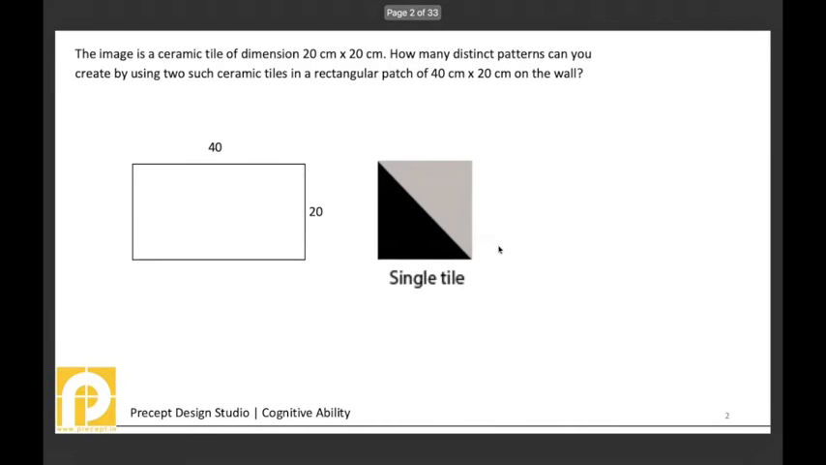The first question. The image is a ceramic tile of dimension 20 by 20 centimeters. How many distinct patterns can you create by using two such ceramic tiles in a rectangular patch of 40 by 20 centimeter on a wall? What you are given on the left is a patch of 40 by 20 centimeter on a wall, and this is one single ceramic tile, which is of one particular pattern. We have to identify how many distinct patterns can be made on the patch using this tile. Okay, two such ceramic tiles.